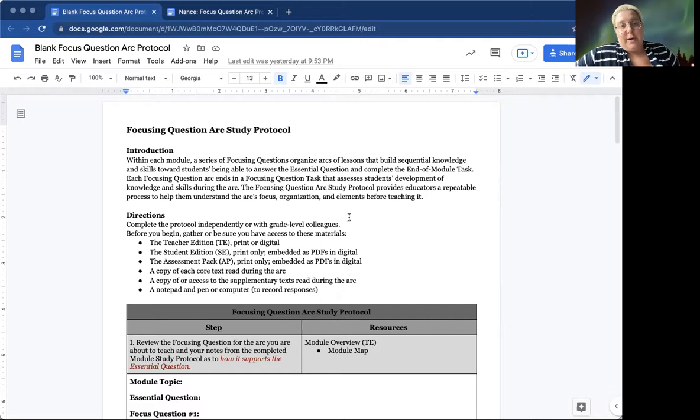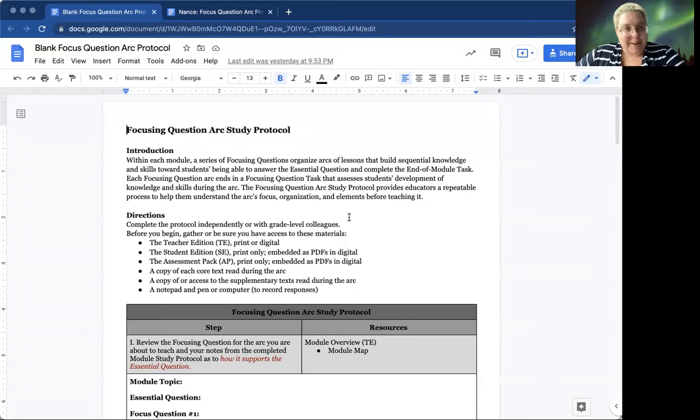So as we talked about in the module study protocol, looking at these arcs ahead of time is important and valuable just so that you have a sense of where you and your students are going, why, what the important student learning outcomes are, what sort of activities students are going to do, what sort of preparation needs to be made in order for that to happen.